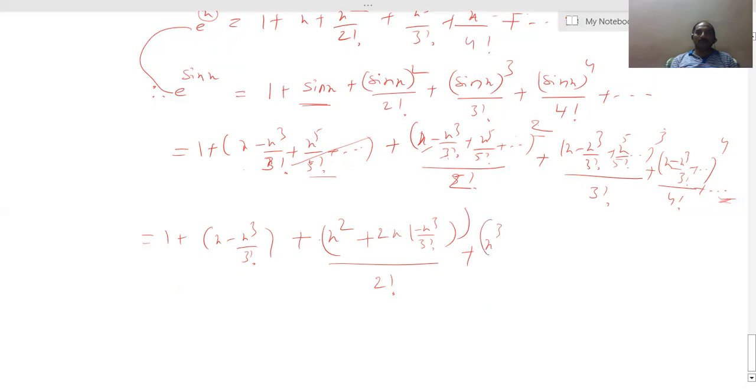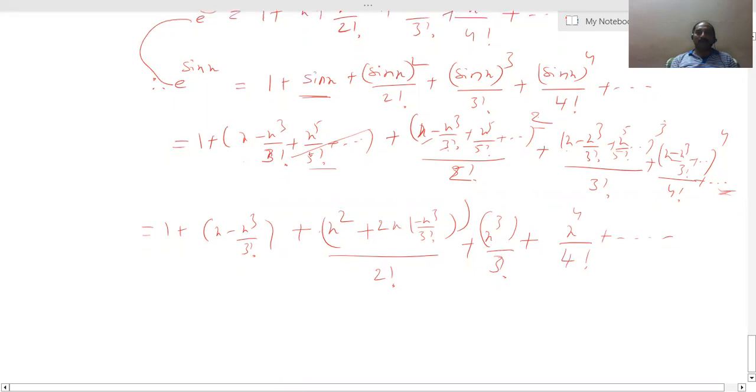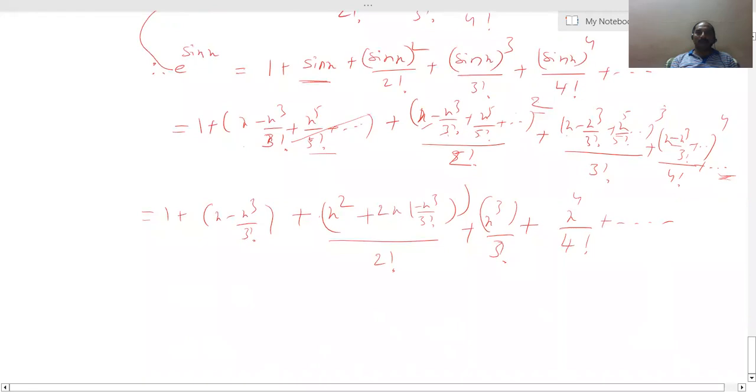x cube plus 3 into a square b. a square b means x square into x cube, x power 5. It is more than x power 4. This one only is left here. The last one, x power 4, whole power 4 by 4 factorial. Other values are more than this expansion. That's all. Now you simplify this expression.